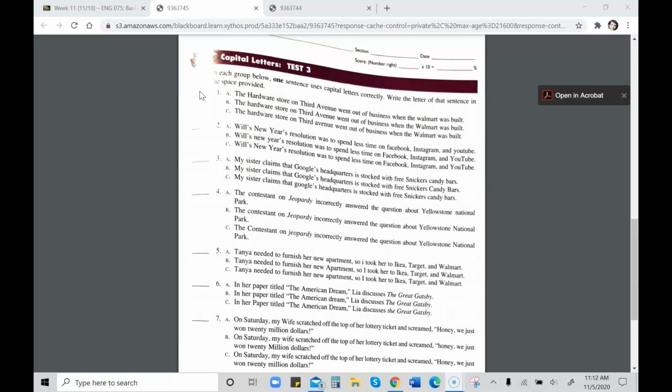So again, this is going to take you a little bit more time, but use process of elimination to find the one that is correctly using capital letters. Good luck.